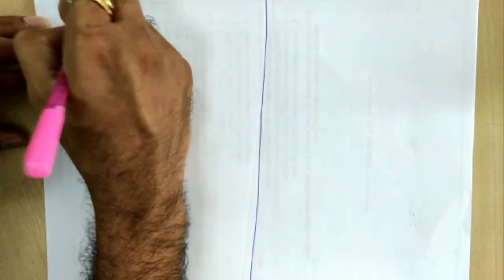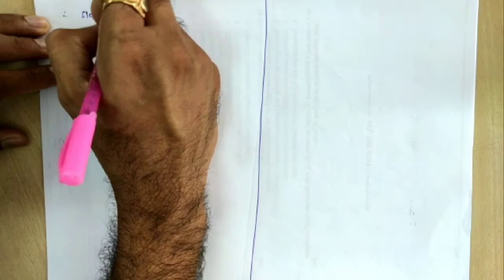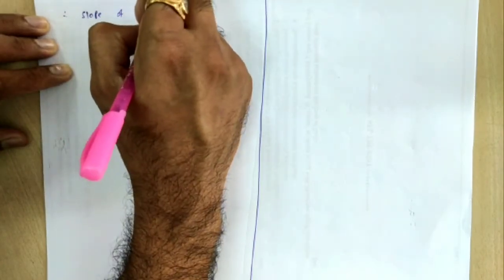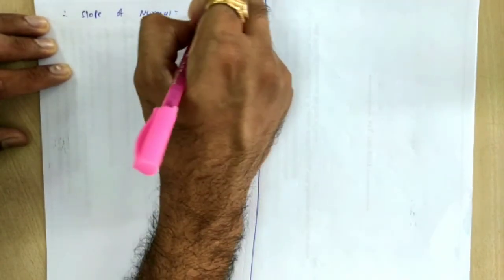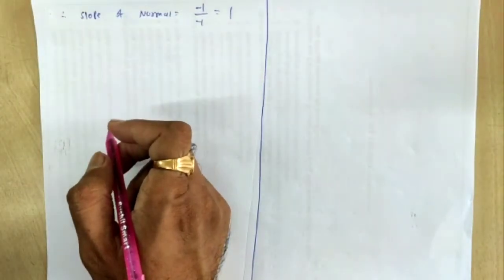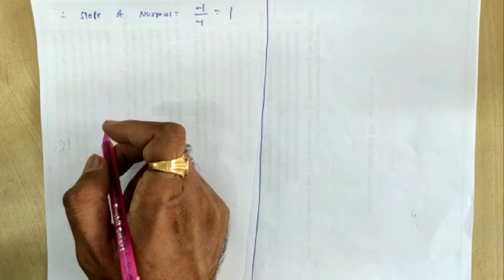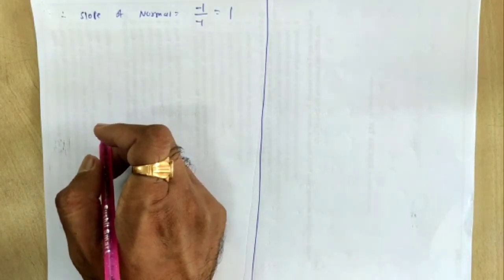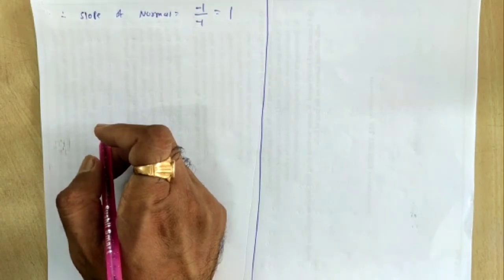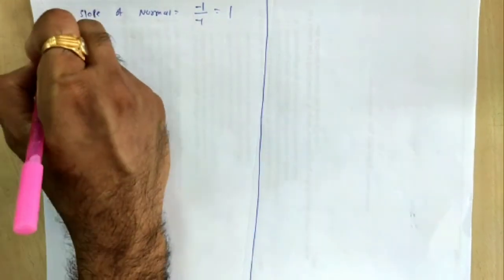Therefore slope of normal equal to -1 upon -1 that is equal to 1, right? Slope of normal is -1 upon slope of tangent. Slope of tangent is -1, so that will be equal to 1. Clear. Now question number 6, last sum.